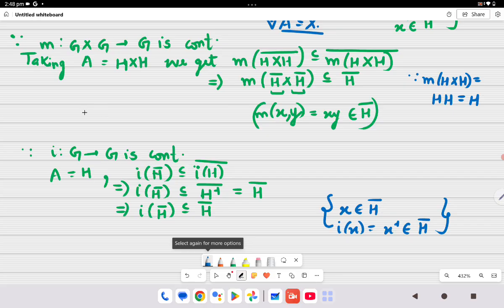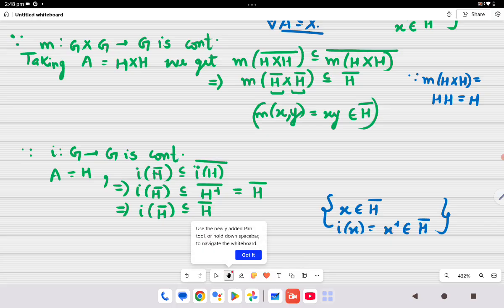So from the continuity of the multiplication and continuity of inversion map, and using the result that f from x to y is continuous if and only if f of A closure is contained in f of A whole closure. So इन तीनों को यूज करते हुए हमने शो किया है कि अगर H एक सब ग्रुप ऑफ G है तो उसका क्लोजर भी सब ग्रुप ऑफ G बनेगा.